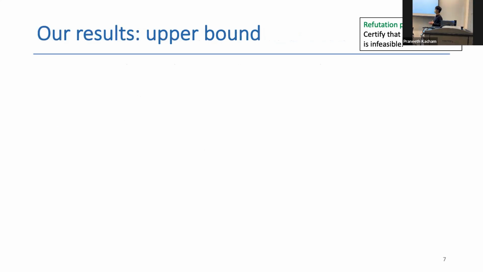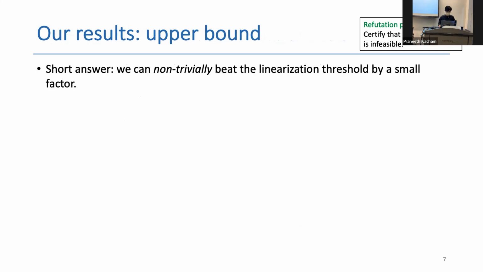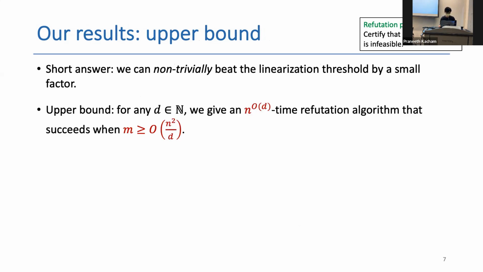So let's jump into our results. The short answer is that we can non-trivially beat the linearization trick threshold, by a small factor. More specifically, for any d, we give an n to the O of d time refutation algorithm that succeeds when m is greater than order n squared over d. And the algorithm is just the sum of squares algorithm.